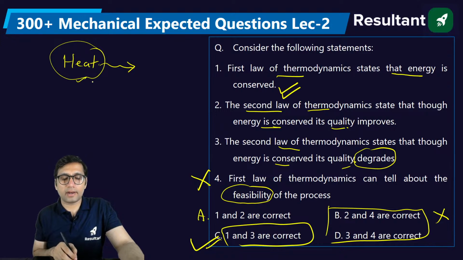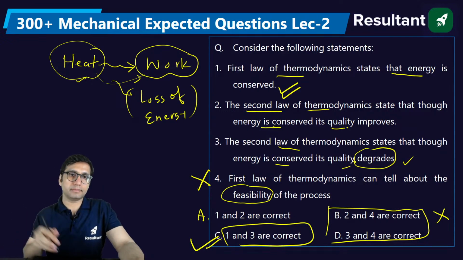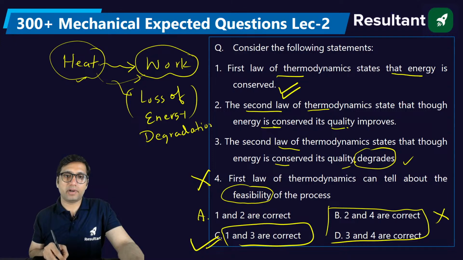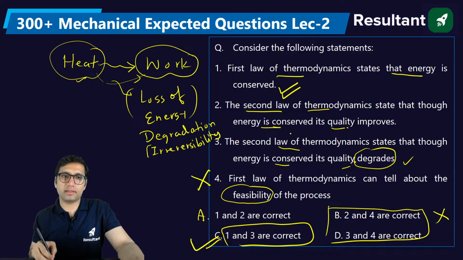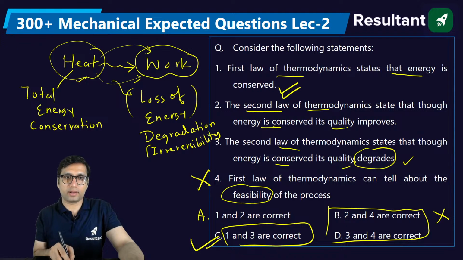How does the degradation take place? Although heat is an unorganized form of energy, you can convert that into work, but you cannot entirely convert it into work. There is some loss of energy, and that loss of energy is nothing but degradation of the energy, because you cannot entirely convert it into work. This degradation is related to irreversibility. This is explained in the second law of thermodynamics: although total energy is conserved, its quality will degrade. If you could convert this heat into work completely, quality would not degrade, but you cannot. There will be some loss of energy, which is called degradation of energy.